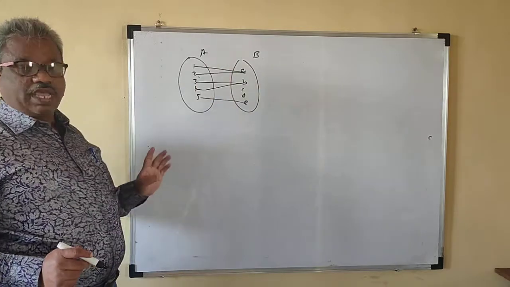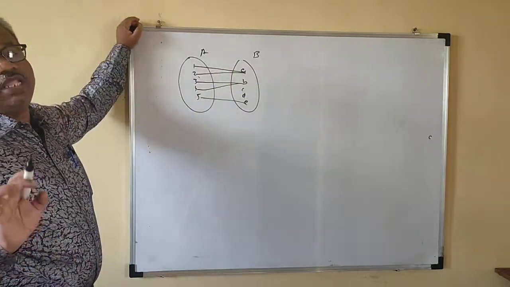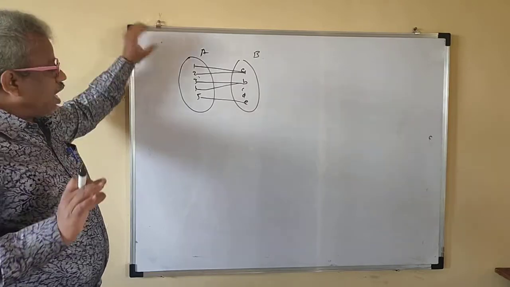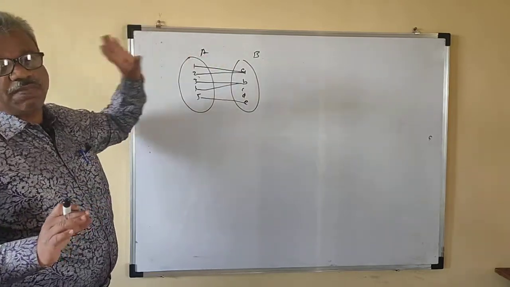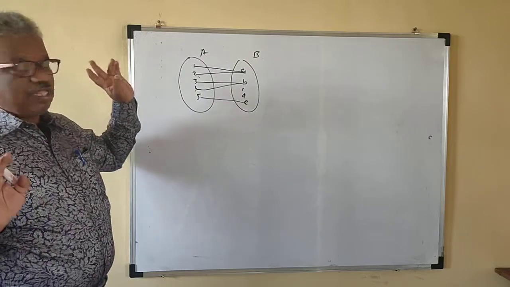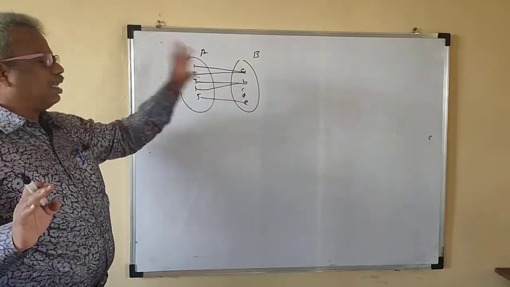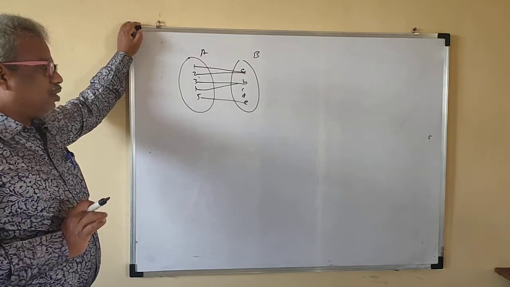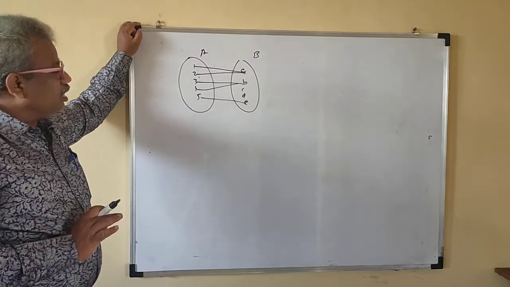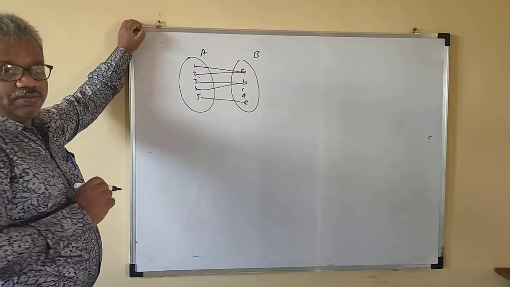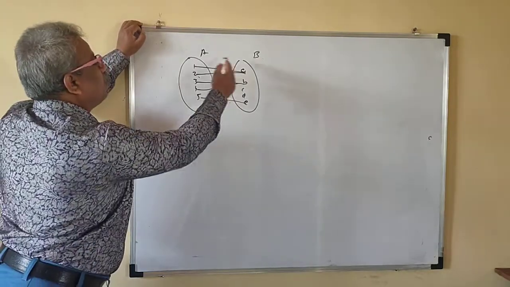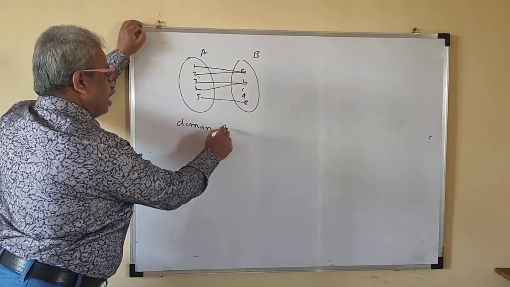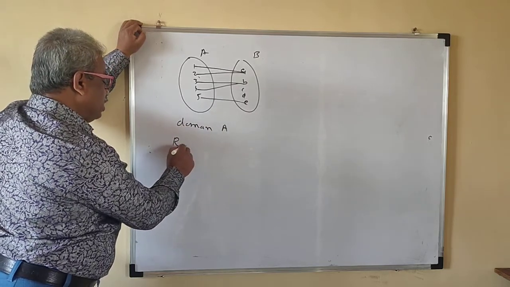1 is related to only a, and 2 is related to only one element. Whatever the images may be, each element should have a unique image. So this is a function. What is the domain of this function? The domain is A, and the codomain is B. So what is the range now?